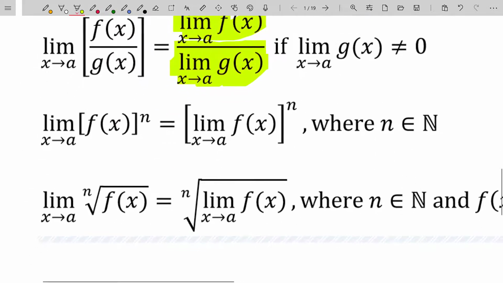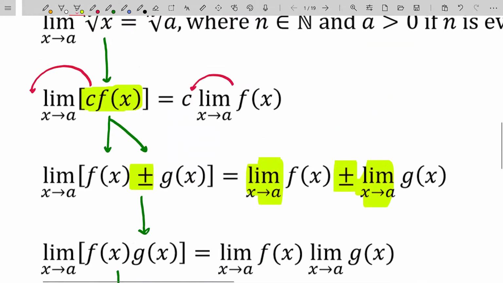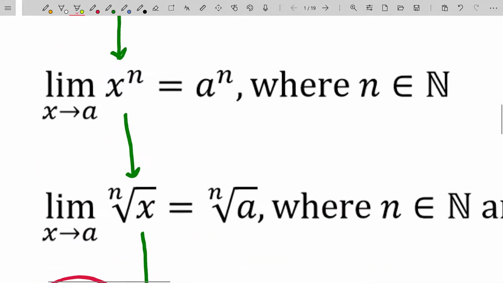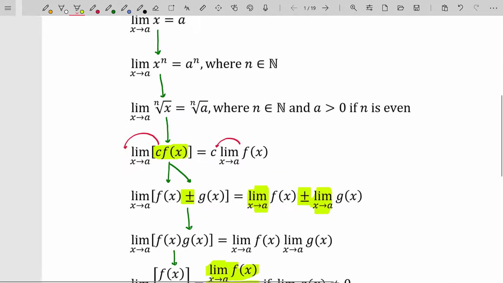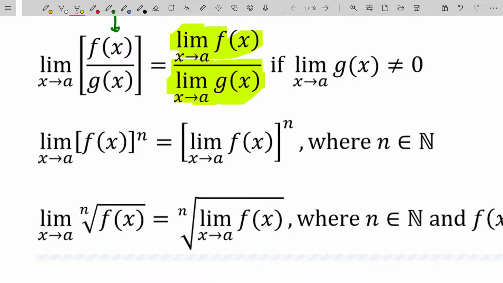The last two are kind of the power and square root analog to what we wrote up here for just x. Rather than having x, we're going to have f of x. So let's take a look at those. The limit as x approaches a of a function to the nth power, where that function, remember, its limit as x approaches a is finite. Well, that is going to be the limit of the function raised to the nth power. Again, there is a condition here. n is a natural number. That does not actually have to be the case.